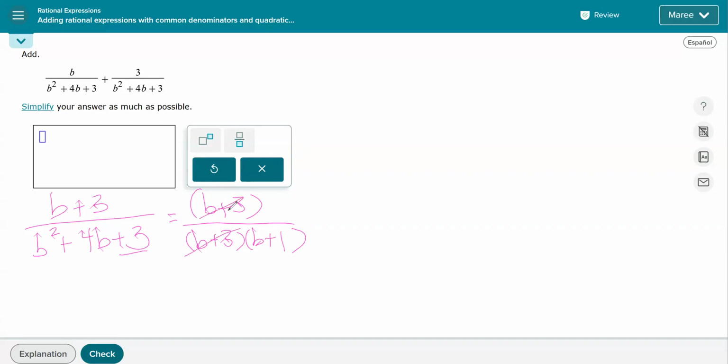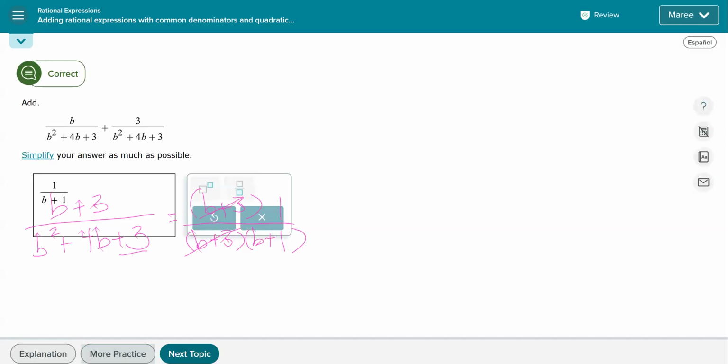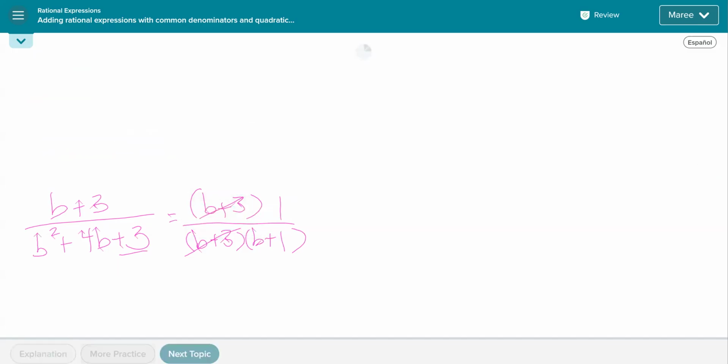So our b plus 3 is going to cancel. When we cancel everything in the numerator, it goes to 1. So our final answer is 1 divided by b plus 1. Now, we don't have to put that in parentheses. You can if you want. It doesn't matter in your final answer, because it's not multiplied by anything.